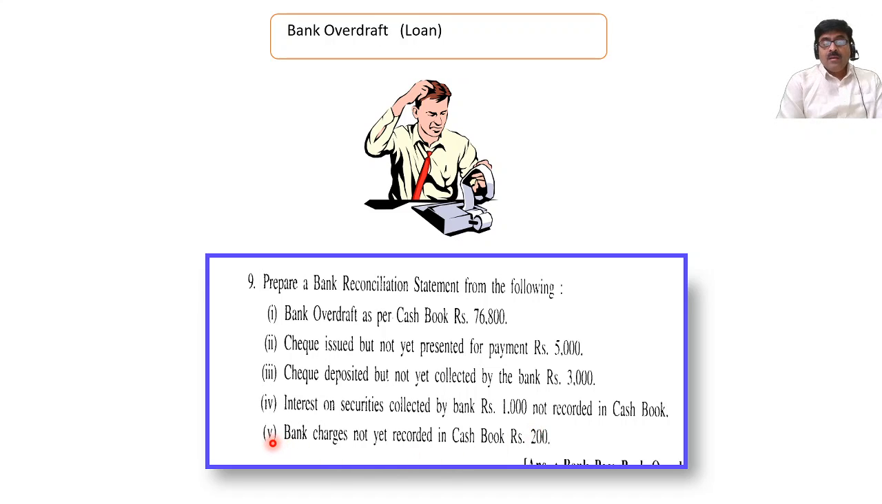Then the fourth one, bank charges not yet recorded in the cash book, 200, means it is debited in the passbook. It will further increase the overdraft amount. The balance of the passbook is increased. As per the cash book, we too have to increase the amount. So add this 200 rupees.